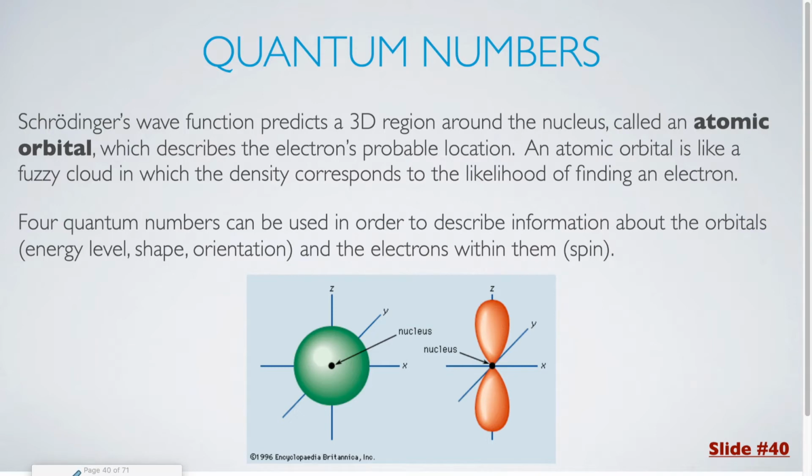4 quantum numbers can be used in order to describe information about the orbitals, including the energy level, the shape, the orientation, and the electrons within them, specifically their spin.